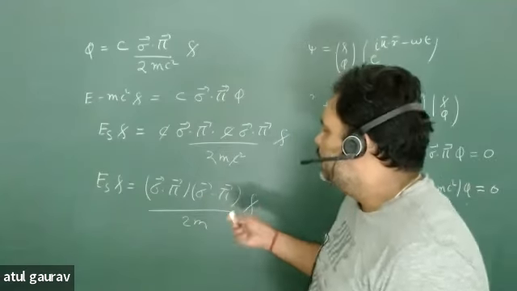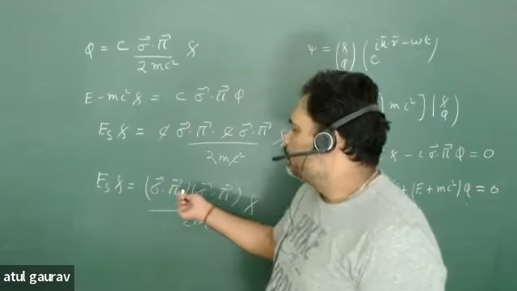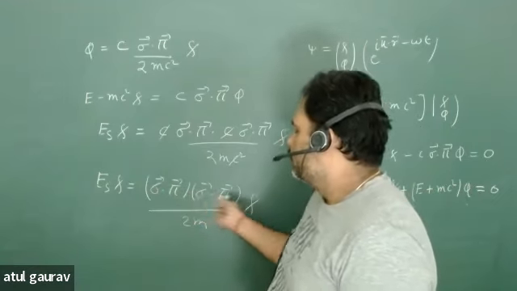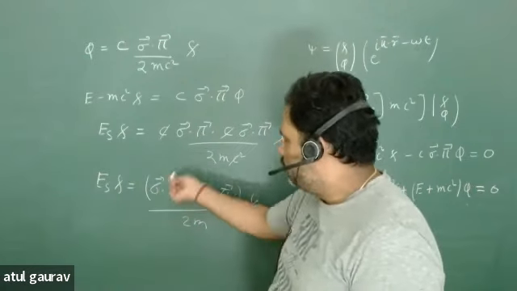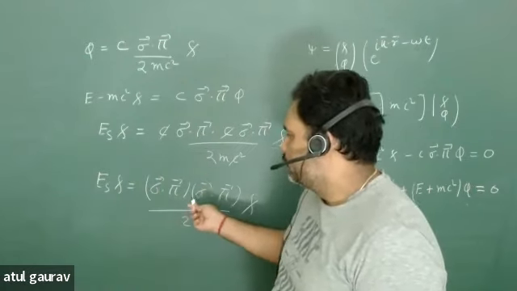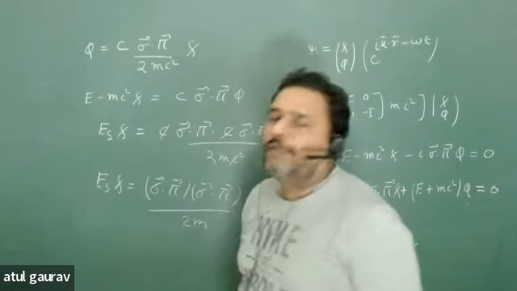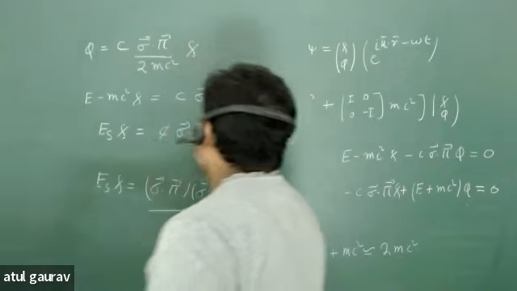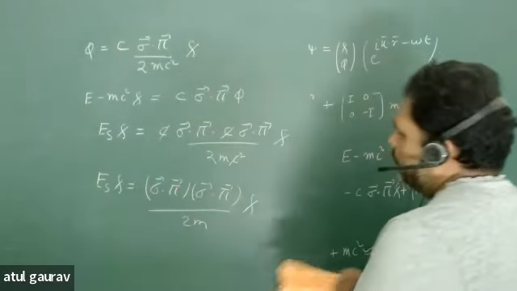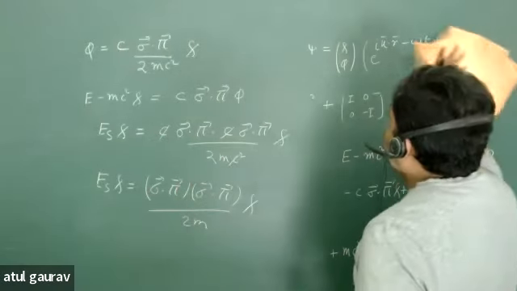So the whole challenge is, what will be the value of σ·π into σ·π? Let's try to calculate this. If we are able to calculate this particular thing, we can easily calculate the kinetic energy of a charged particle in a vector potential A. So let's try to go for this.